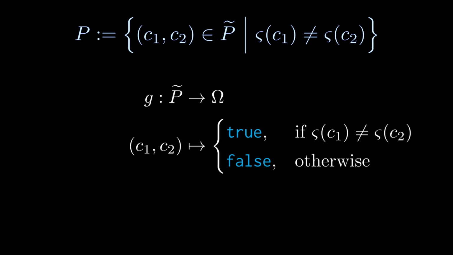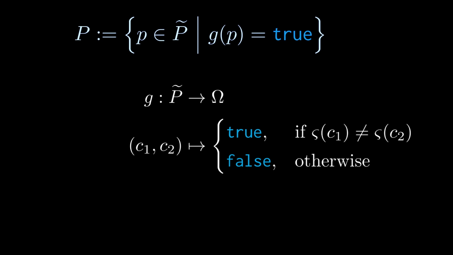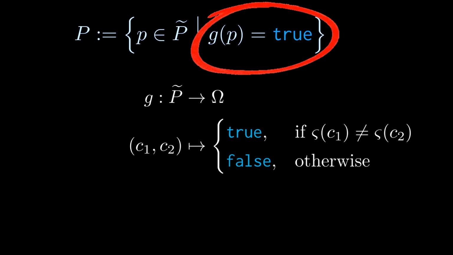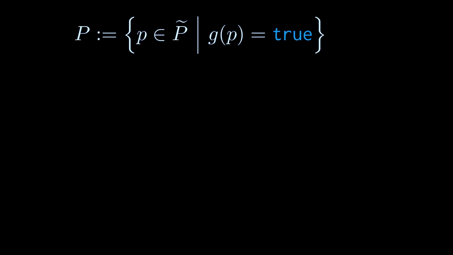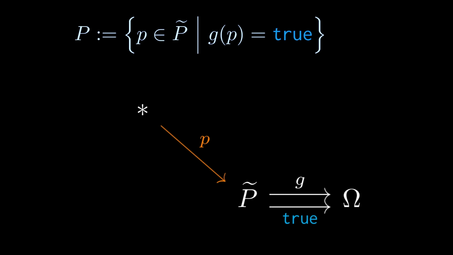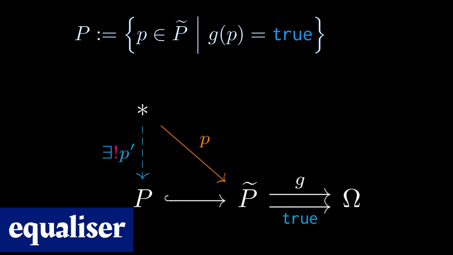With this simple hack, we can redefine the set of all valid two-of-a-kind pairs by restricting with an equation saying that g of p has to be equal to true. This allows us to translate the construction into a diagram. Whenever we have a pair p in P tilde such that this fork-shaped diagram commutes, which means g of p is true, then this pair corresponds to a unique element of our set P of valid two-of-a-kind pairs. In other words, we're saying that P is the equalizer of the function g with the constant function true.